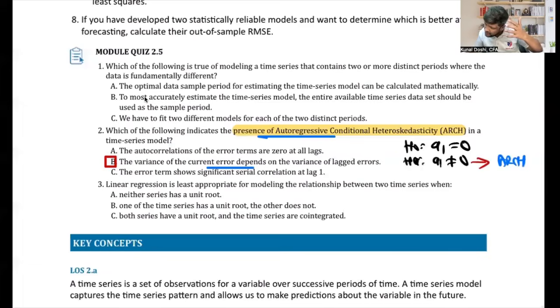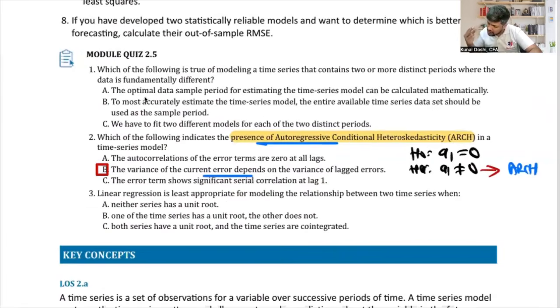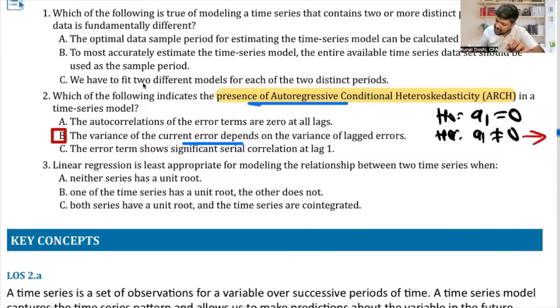Let us see if we have a question. Yes. Linear regression. Third question we can try, everyone. The linear regression is least appropriate for modeling the relationship between two time series when neither series has unit root. So if they have unit root, we can't use it. But they are asking least appropriate to use. When they don't have unit root, we can use it, right? So that's not the answer. When one of the time series has unit root, meaning not covariance stationary, we can't use it. Correct?